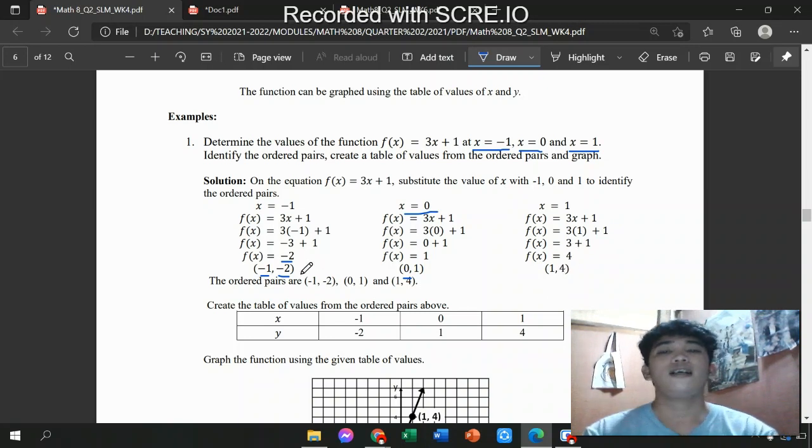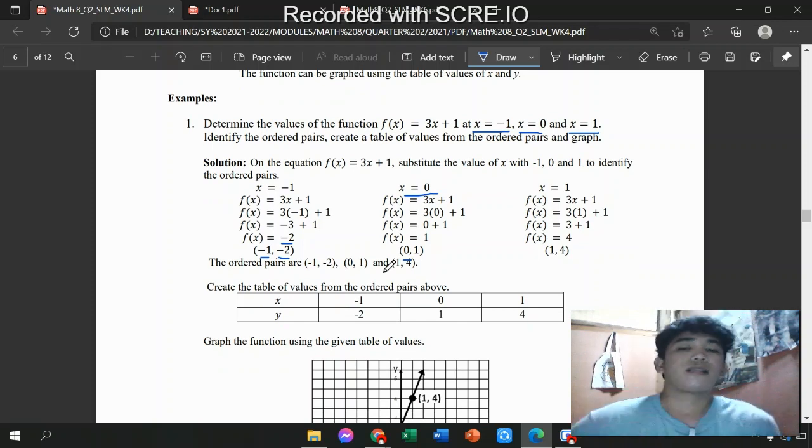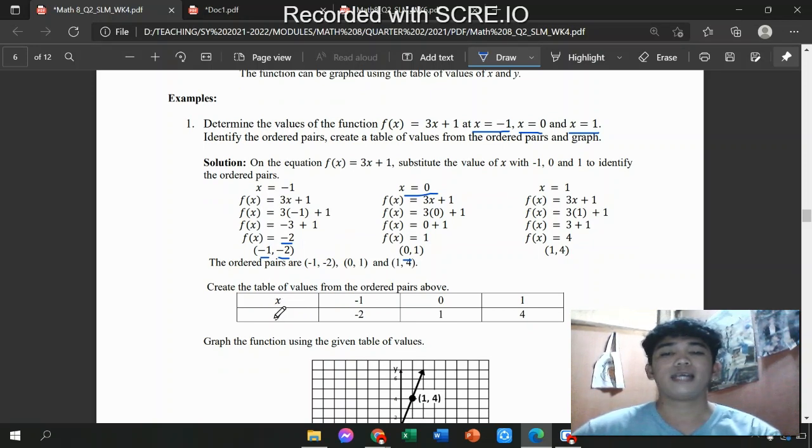So nanatay tulo ka ordered pair. Negative 1 and negative 2, 0 and 1, 1 and 4. So kani nga ordered pairs, atong ibutang sa table of values. So first column, x and y. Then tanang x atong ibutang ani. Diba mao na itong mga x, negative 1, 0, and 1. Then ang mga y ari sa ubos, -2, 1, and 4. So nanatay table of values.